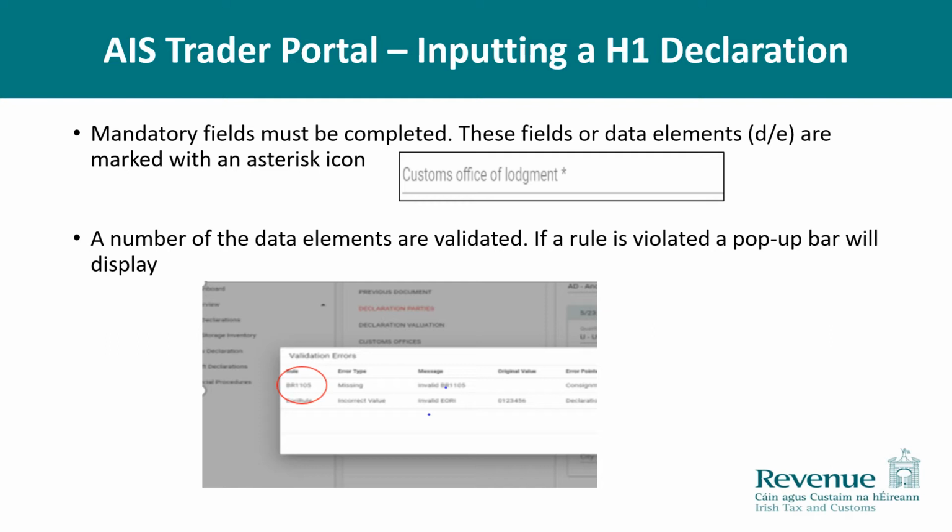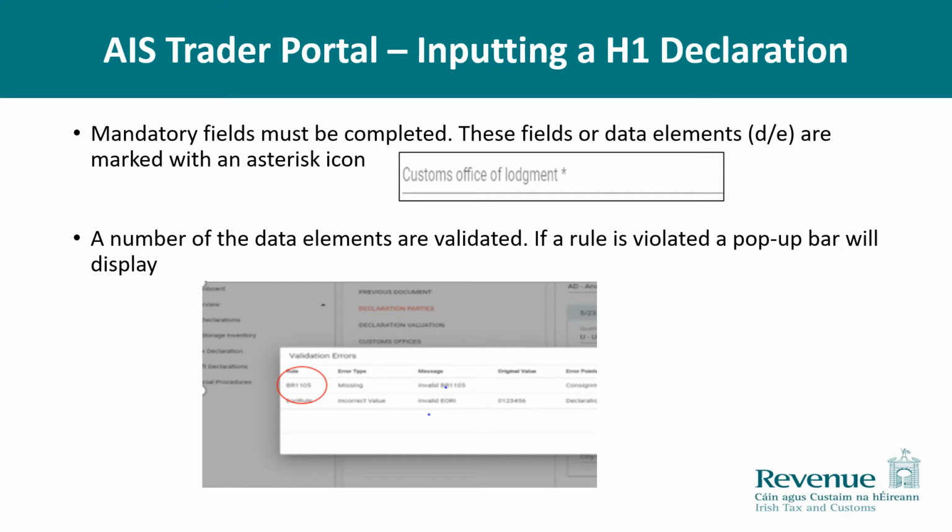Detailed information on how to complete and submit an H1 declaration is available in the AIS Trader Portal guide, which we would encourage you to refer to when completing your entry. Some data elements in the H1 are mandatory and cannot be left blank. These data elements will be indicated by an asterisk. If you try to submit a declaration without completing a required data element, the declaration will not be processed, and the required data element will display in red.